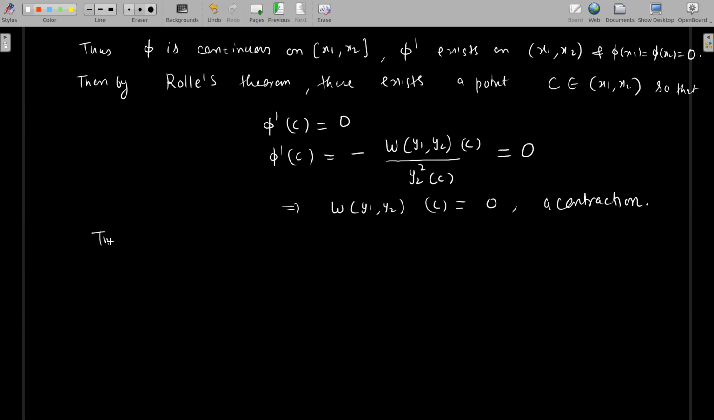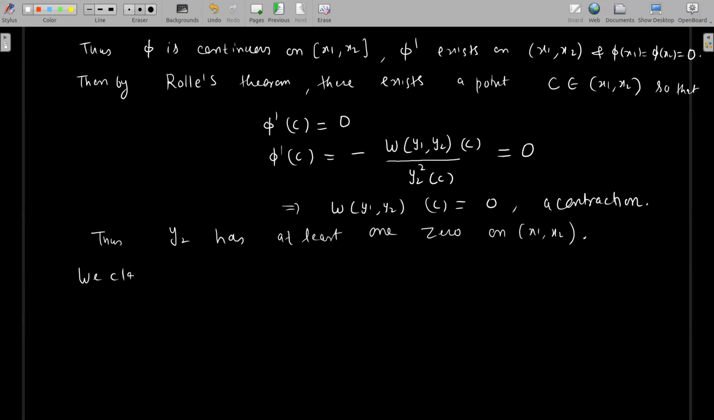So therefore y2 has at least one zero on interval x1 and x2. So Rolle's theorem says that your function has at least one zero. But हमने show क्या करना है? At most one zero. तो इस argument को repeat कर दो.